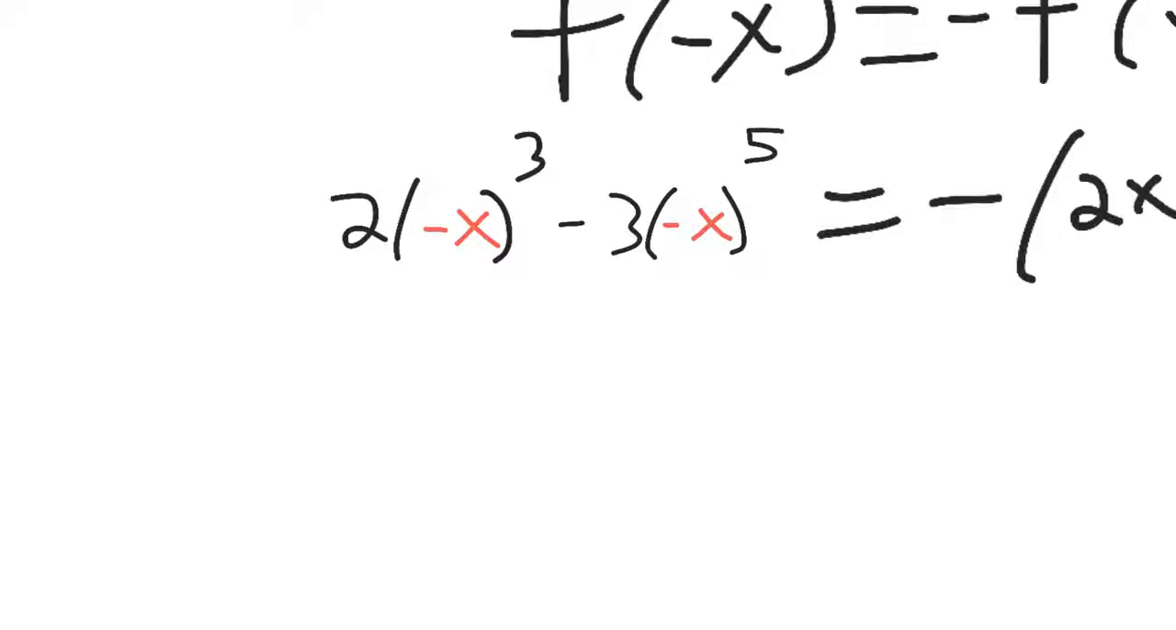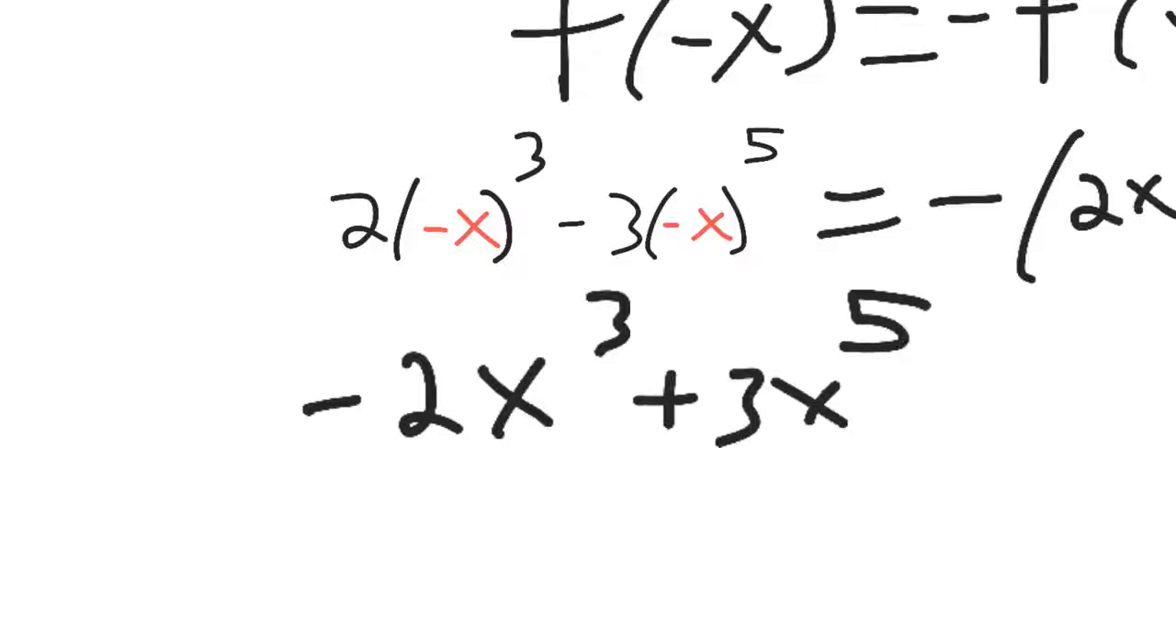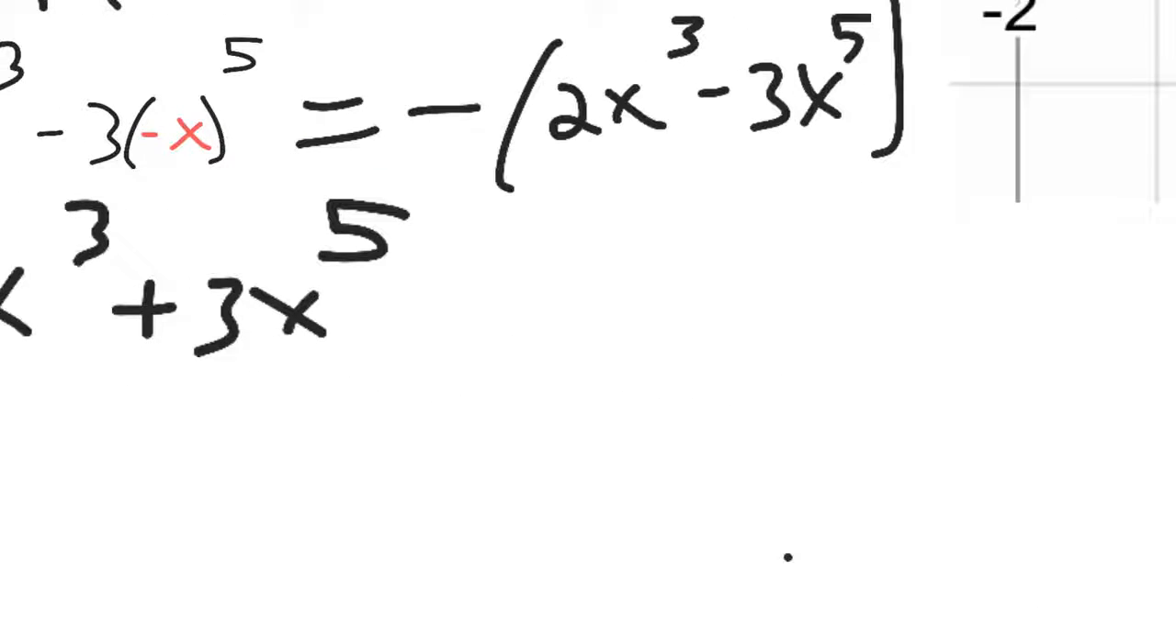If you cube a number, or raise a number to an odd power, it's not going to change the sign. So this part over here simplifies to be negative 2x to the third, because I have a negative times a positive. And then same thing over here. Negative 3 times negative x is going to make a positive 3x to the fifth, because again, it's being raised to an odd power, so this is a negative times a negative to make a positive. So that's what the left side simplifies to be.